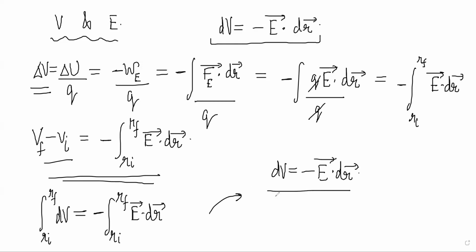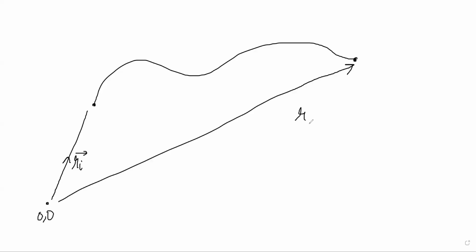Now, what is the significance? This is very important. The significance is if you move around between two points, let's say this is the origin, this is your R initial, and this is your R final.